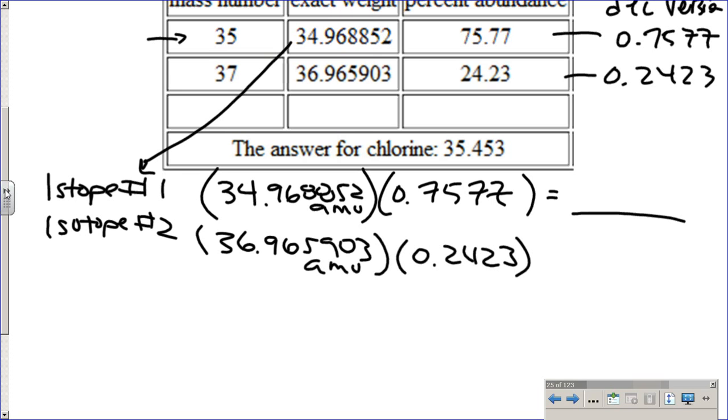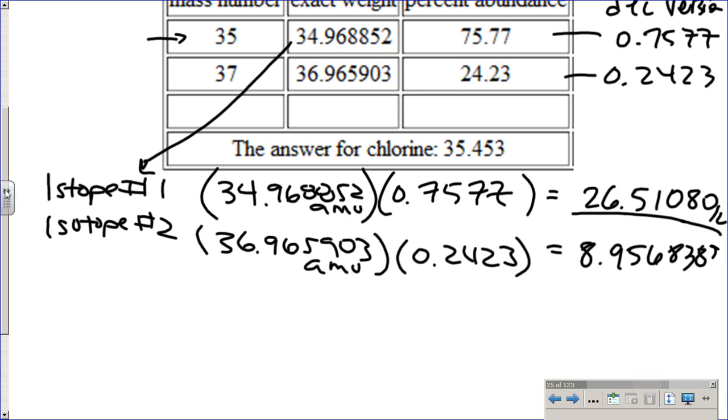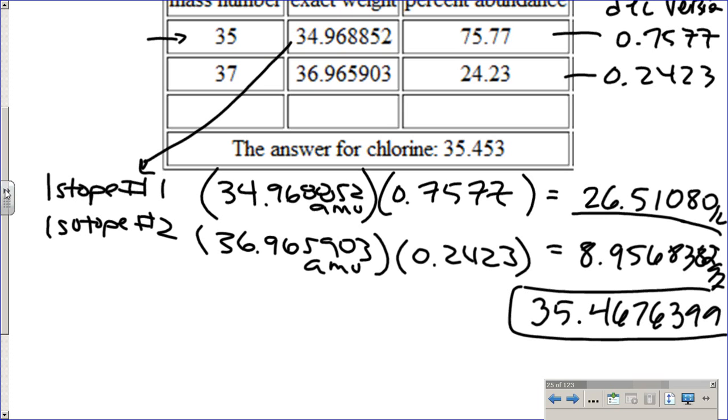Darian, did you get the first one? 26, is what you said? Yeah, 26.5108016. Okay. All right, so that's the first one, and then the second one? 895688829. Okay. So once you get both of those, all you do is add them together. Add them for me. 35.467639. Okay.